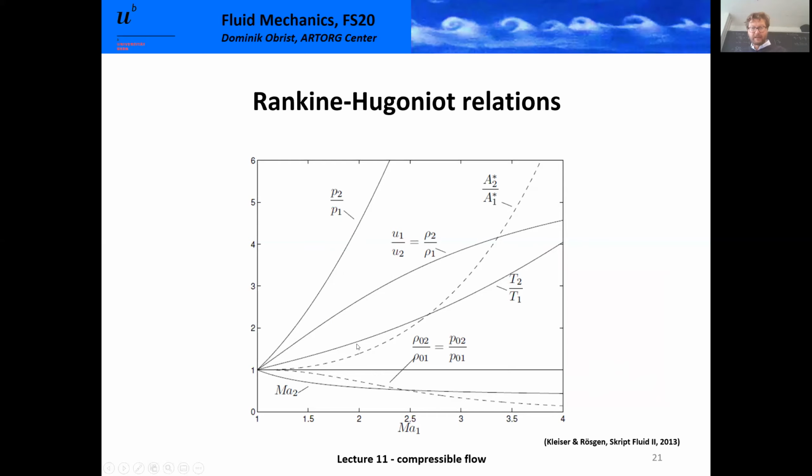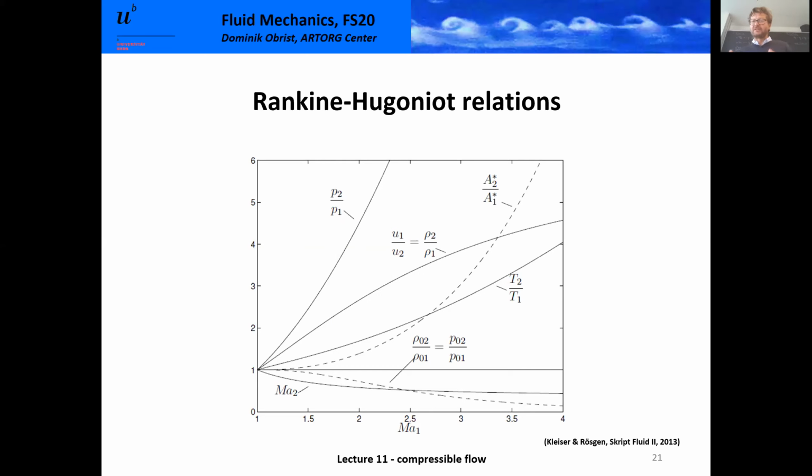What is happening with the temperature? Well, the temperature increases, let's say, by a factor 1.5. After the shock, the temperature has increased. What is happening to the velocity? Well, the velocity will have decreased to about 0.4, the velocity after the shock. The density will have increased, and so will the pressure.